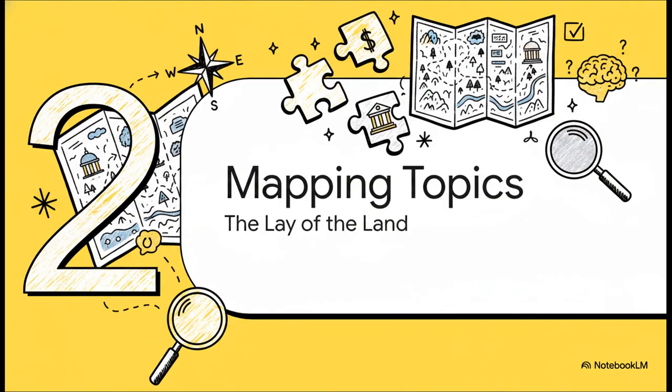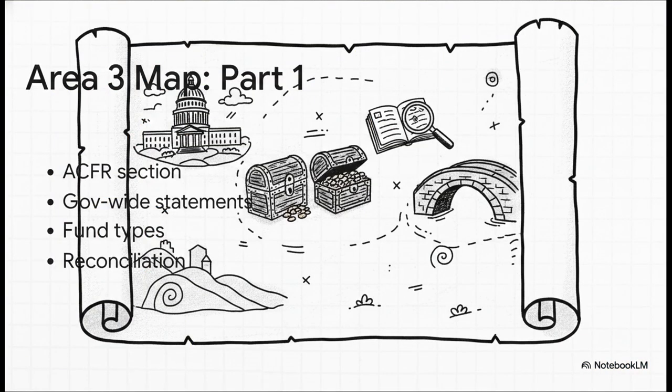Section 2, Mapping Area 3 Topics and Getting the Lay of the Land. Now, we aren't going to master all of these right this second. The goal right now is just to identify the puzzle pieces that make up this governmental accounting ecosystem. The first major piece of our map is the Annual Comprehensive Financial Report, or ACFR. This is the ultimate massive reporting package that a government produces.